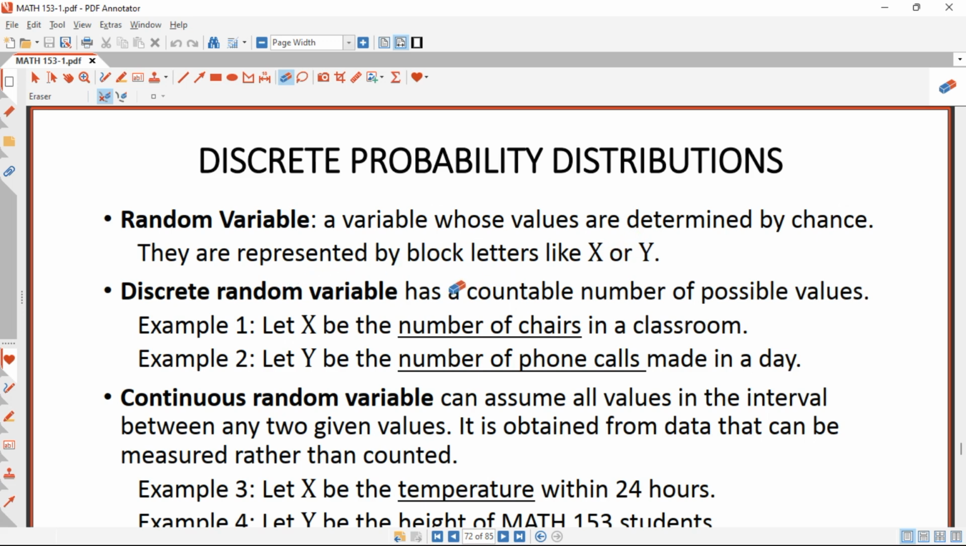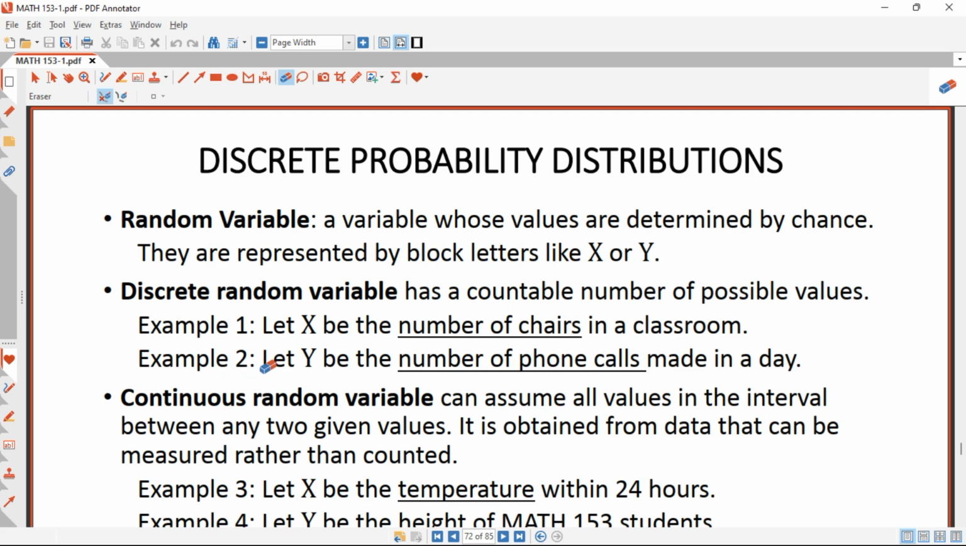And then we have types of random variables: the discrete random variables and the continuous random variables. What is termed as a discrete random variable? Discrete random variables have a countable number of possible values. So their values can be counted. Let X be the number of chairs in a room. This X is a random variable. When you go to a particular room with a lot of chairs, you can surely count the number of chairs inside that room.